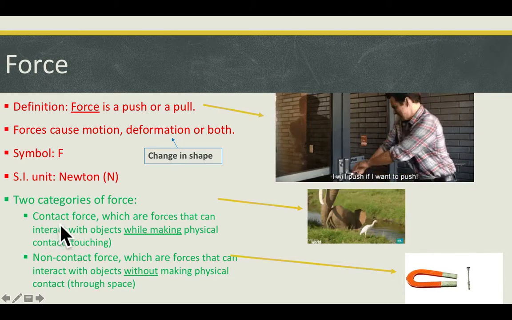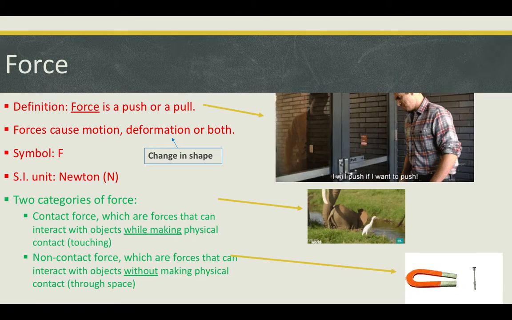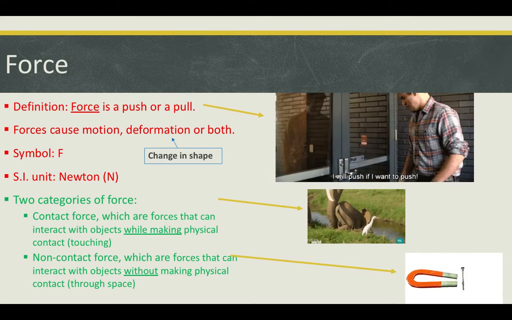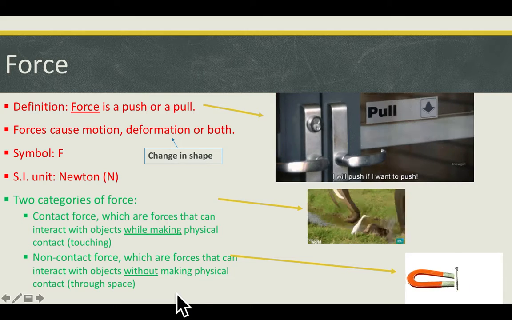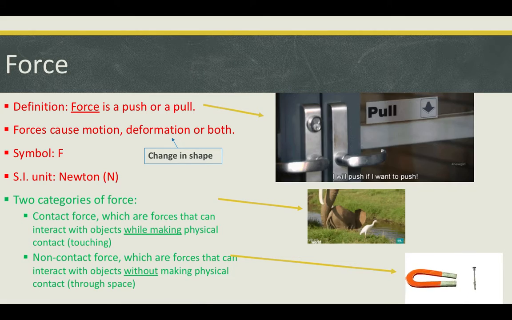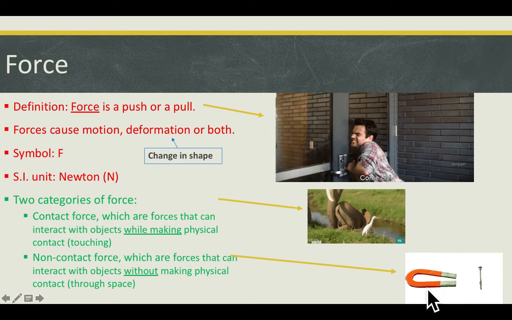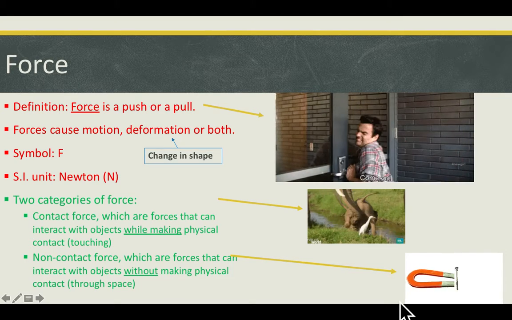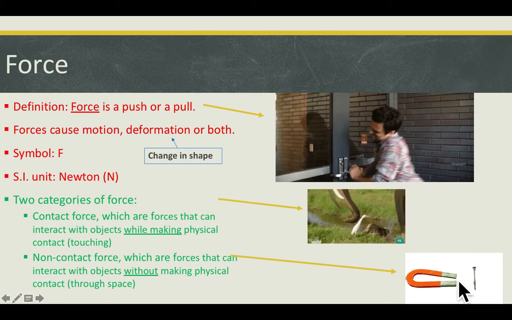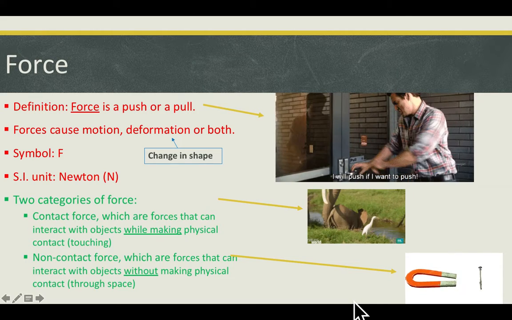There are contact forces, and that's pretty self-explanatory. A contact force is a force that occurs when things make physical contact or touch one another, very much like this example right here. The other type of force is a non-contact force, and that's a force that occurs through a field. And so here, this is an example. The magnet is pulling the nail toward itself. It eventually touches it, but there's still a magnetic force acting upon the nail as the nail approaches the magnet.